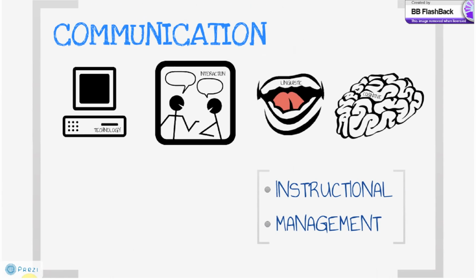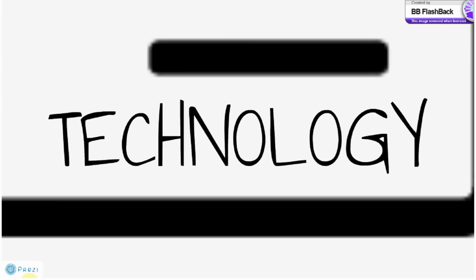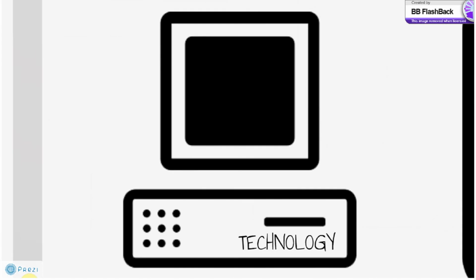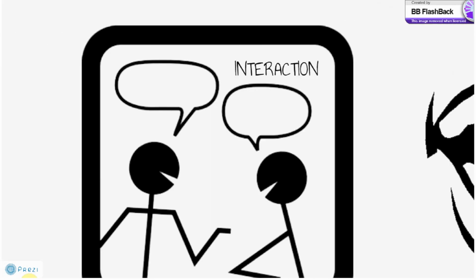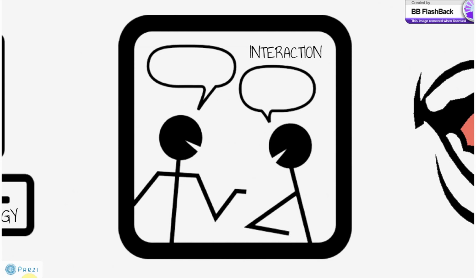As humans, there are 4 methods we use to communicate with others. The first way being using technology. This would include computers, cell phones, email, and social networks. The second method we use to communicate is through interaction with each other. This would be our hand motions, facial expressions, and other body language we use daily.